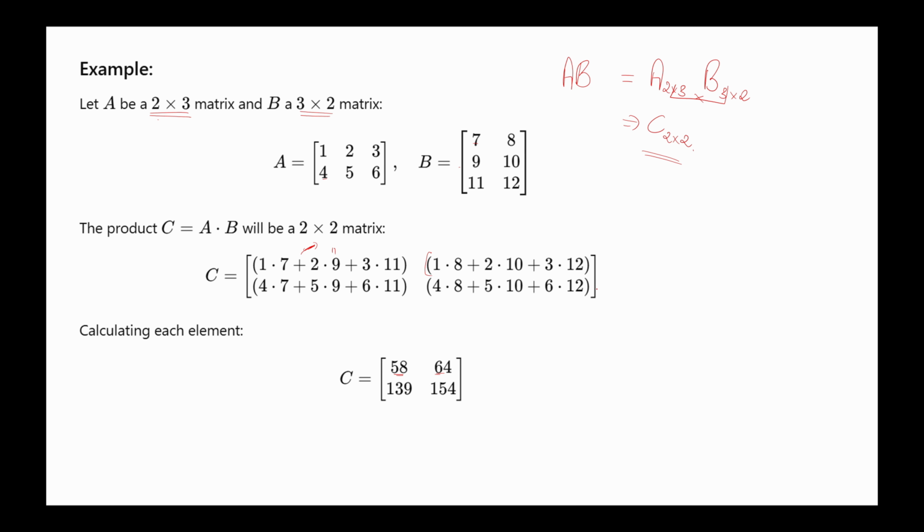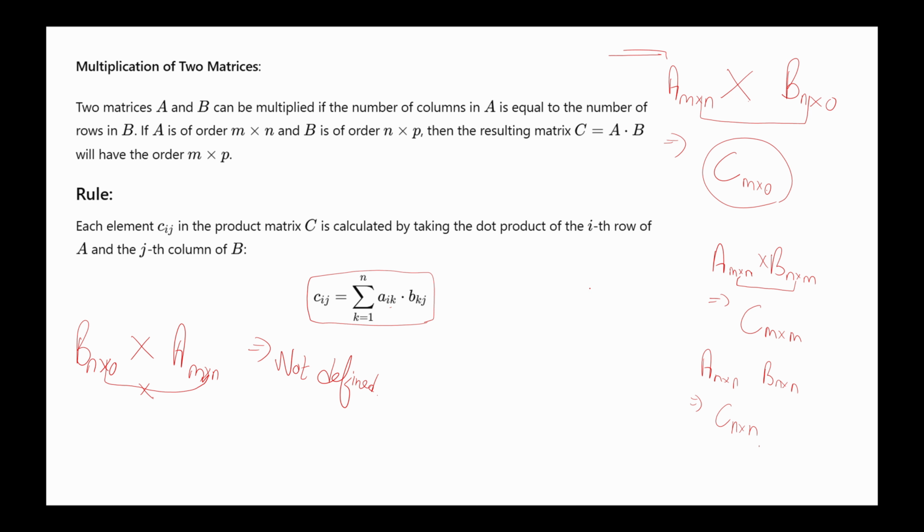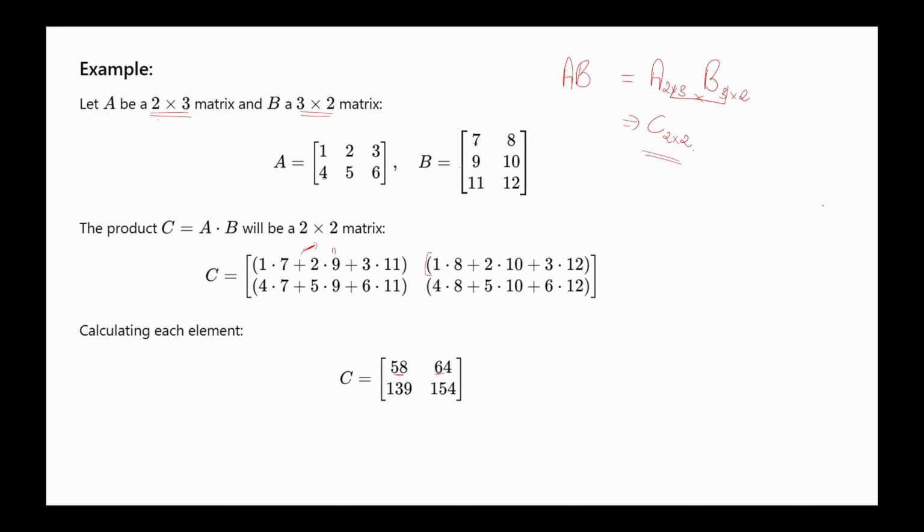Now one more important thing that you must remember here is, let's say if I have A, m cross n, getting multiplied by B, n cross O. So of course my solution would be C, m cross O. Now here my m is known as my pre-multiplier, and this O here is known as my post-multiplier.